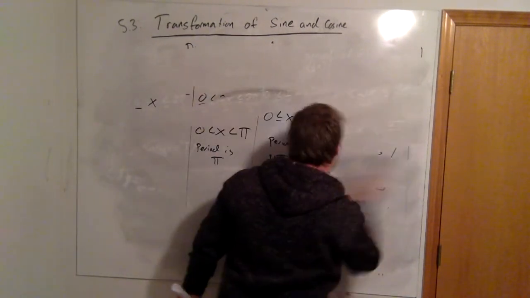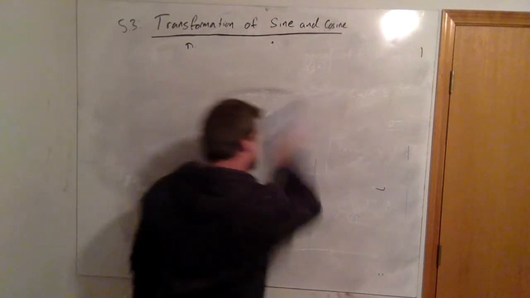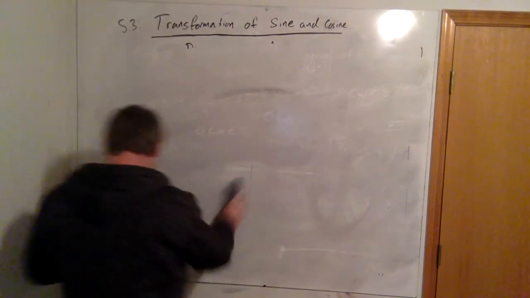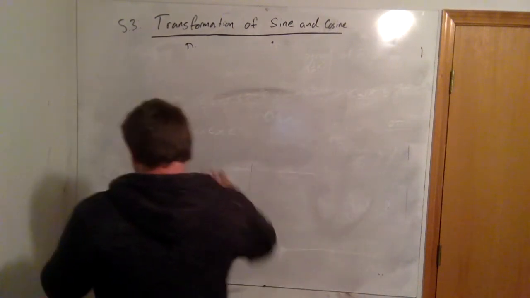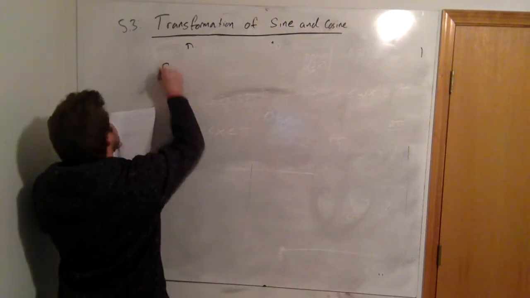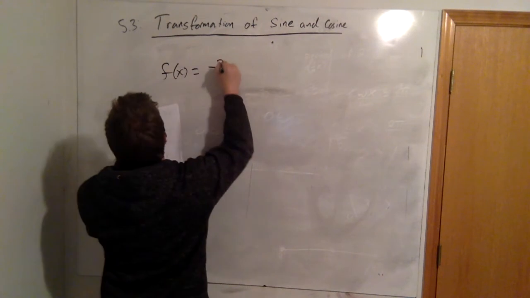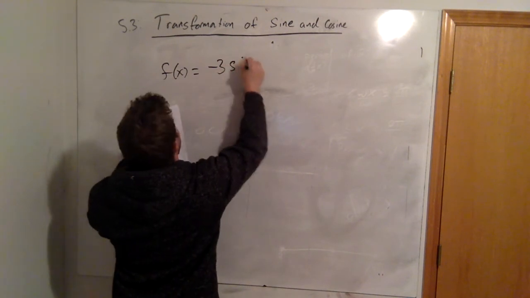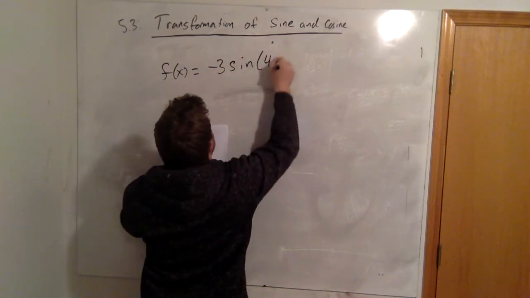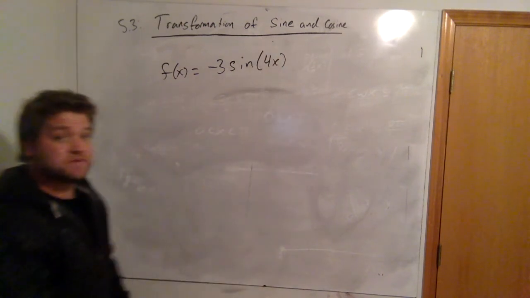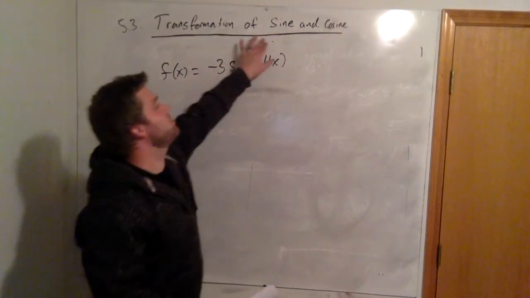Let's do a few examples. So let's go ahead and graph f of x equals -3 times sine of 4x. Okay, go ahead and pause the video and see if you can do this one here on your own.